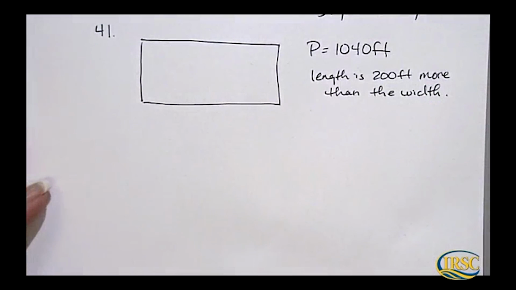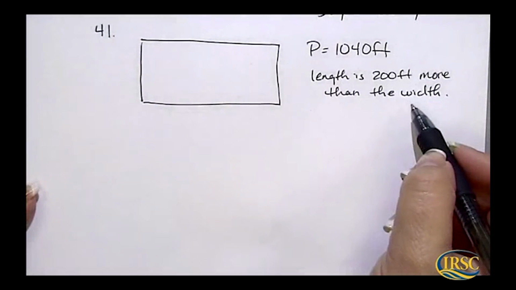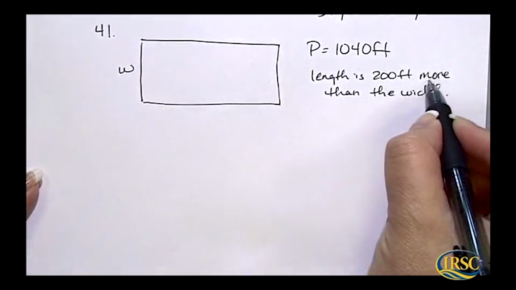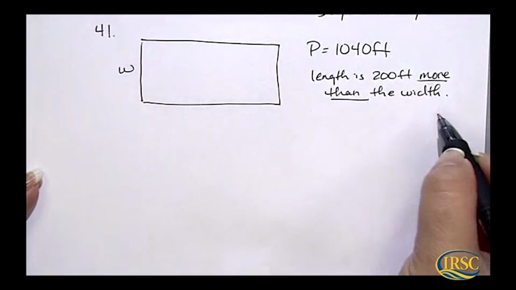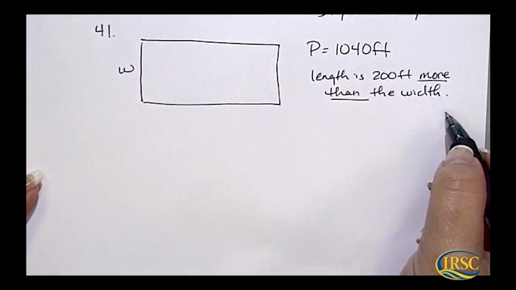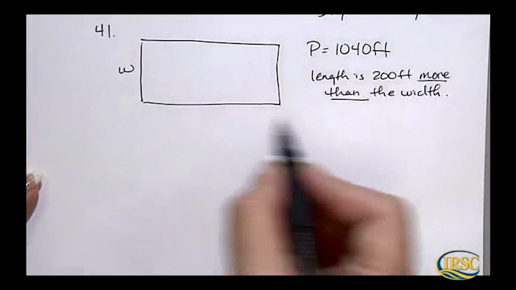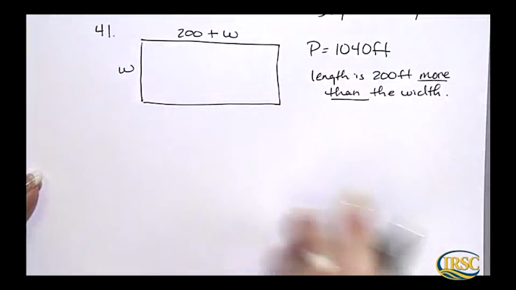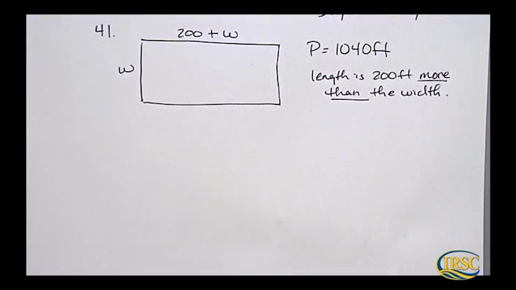Okay, so again, they've given it to us in terms of the width. So if this is the width, then the length is 200 feet more than the width. So more than is what operation? Plus, right, or addition. So 200 feet more than the width is your length. It says find the width and length of the rectangular field.